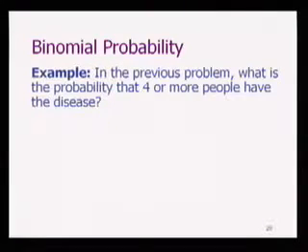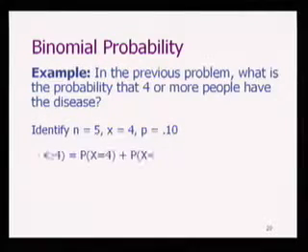Similar setting, but what if I ask you what's the probability of having 4 or more people with the disease in a sample of 5? If you do that, you're interested in the outcome that is greater than or equal to 4. You can find the chance of 4 people having the disease and 5 people having the disease and add them together. There's no other possible outcome. 4 or more means 4 or 5, because the total sample is 5; you cannot have more than 5.